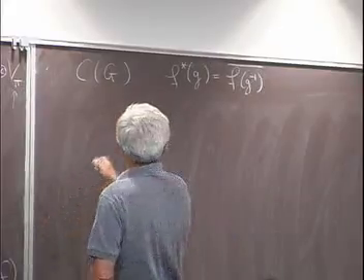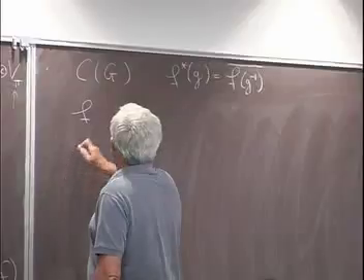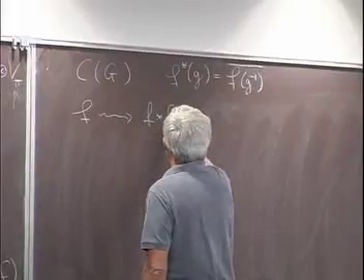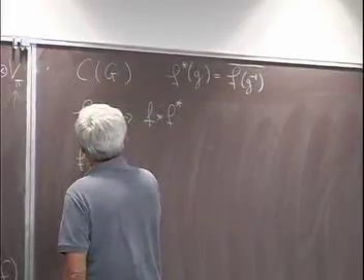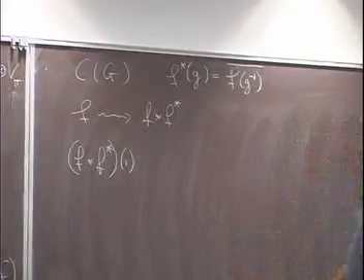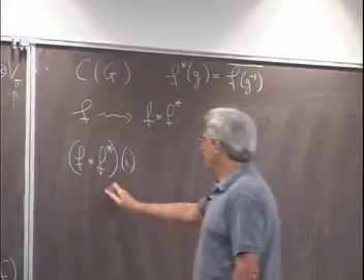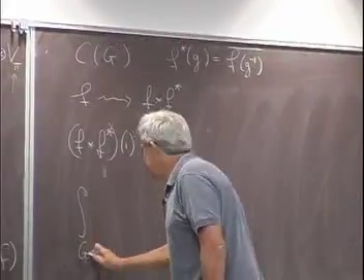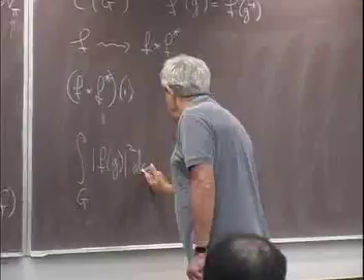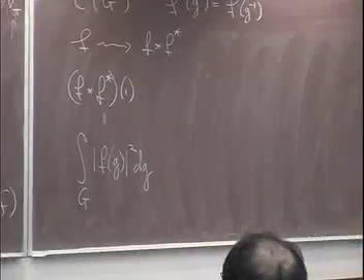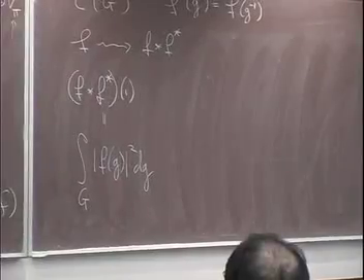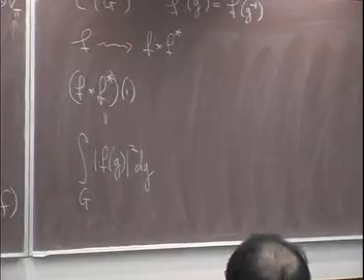If I replace in this formula f with f convolution with f star, what do I get? f convolution with f star at identity. Because of this formula and the formula for convolution, you see immediately this is the integral over g of the absolute value of f of g squared dg. So I'm taking the square of the absolute value of my function, summing over all group elements and dividing by the cardinality of the group.